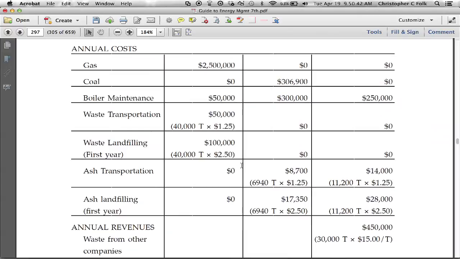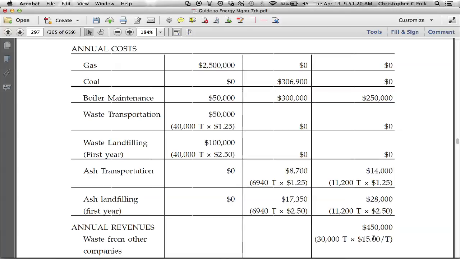And then the other alternative is to get rid of coal completely and just have one great big waste boiler. So you'll notice we're going to reduce the amount of maintenance, because we'll only have one boiler to maintain as compared to the 2 boiler operation. We'll no longer have any waste, but what's kind of puzzling to me is that here we're going to have revenues of $450,000, because other companies will be paying us $15 a ton for their trash.